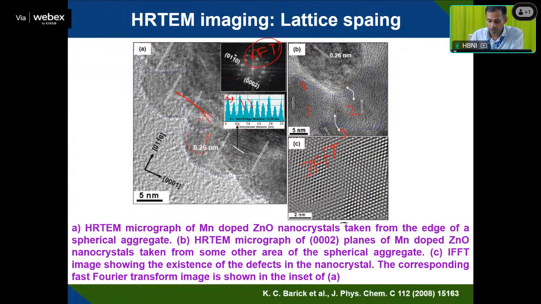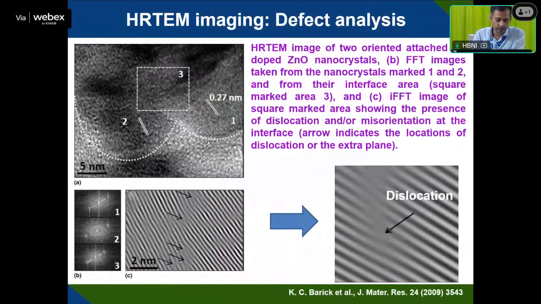If you go to high resolution, even directly you can see this atomic information. You can see here these 1, 2, 3 grains. They joined, fused together to form a bigger one. So you can see here that after IFFT, if I get the Fourier transform, inverse Fourier transform, I get this image.